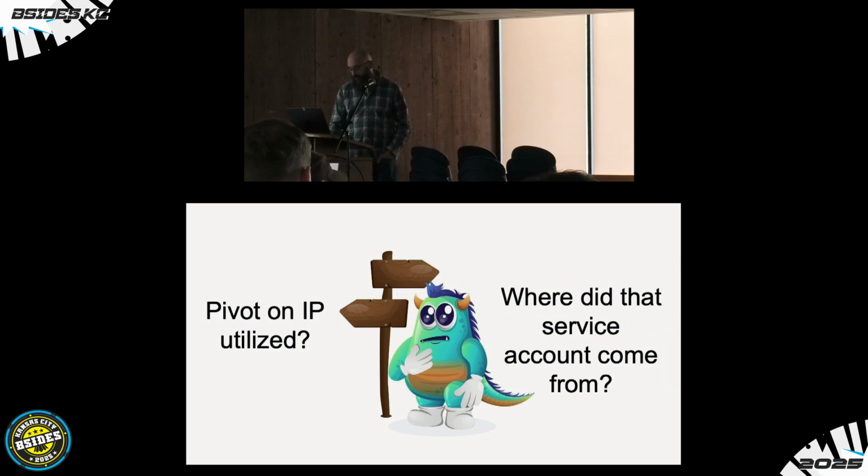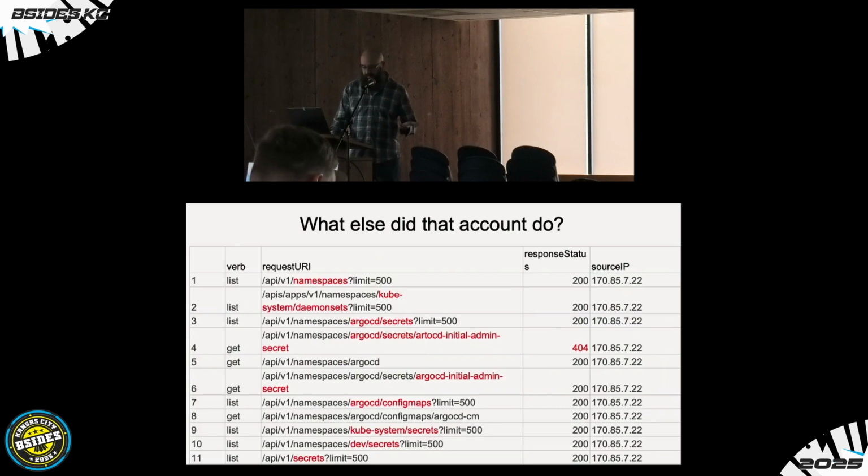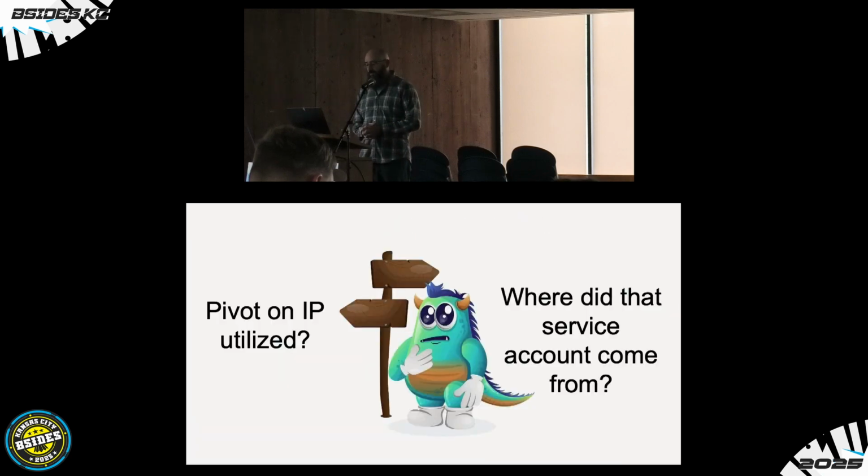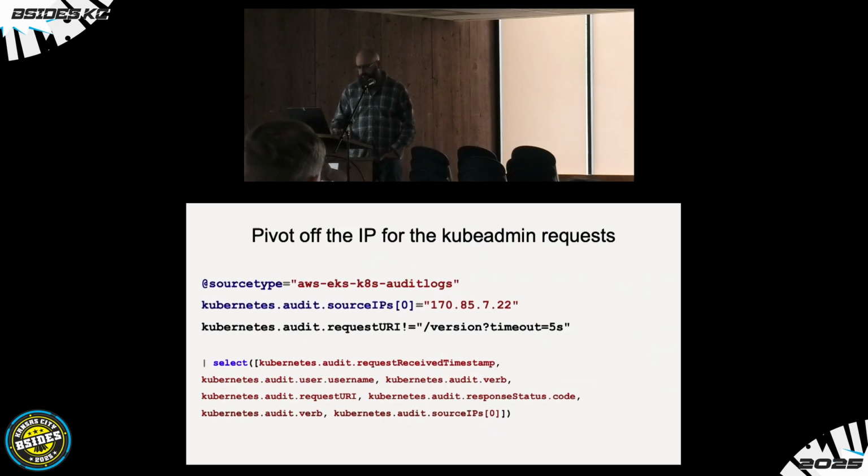So at this point, we know a lot of what's happened based off of pivoting on that one particular service account, that kubeadmin service account, that's doing weird malicious things that created XMRig. So we can pivot off of the IP that was utilized to make all those calls. It says 170.85 address, or we can try to figure out where the service account came from. In some cases, you're going to have to do both. It just depends on the attacker and how they've been operating. In this case, we'll just pivot off of the IP.